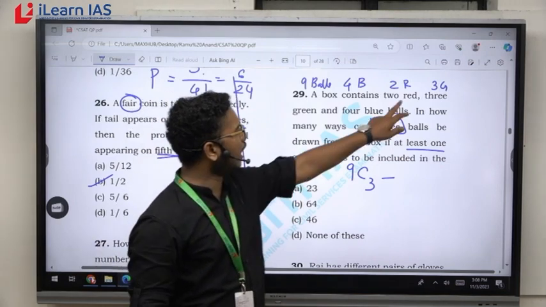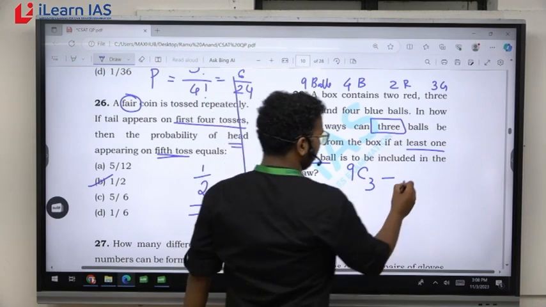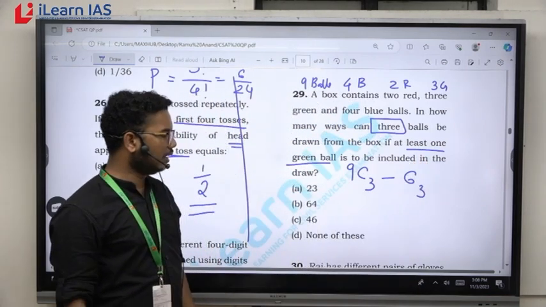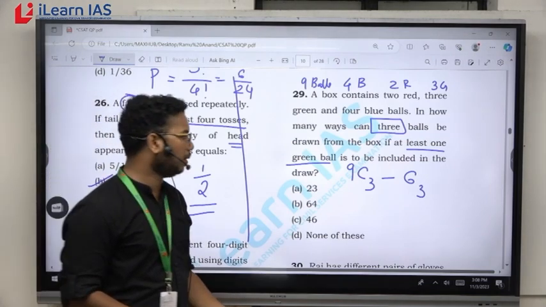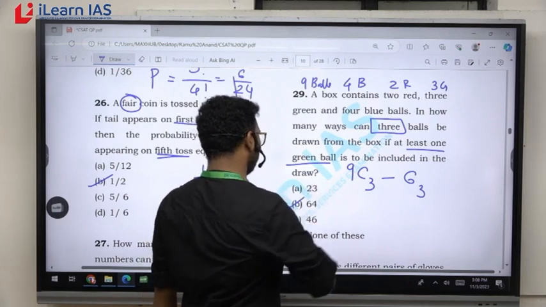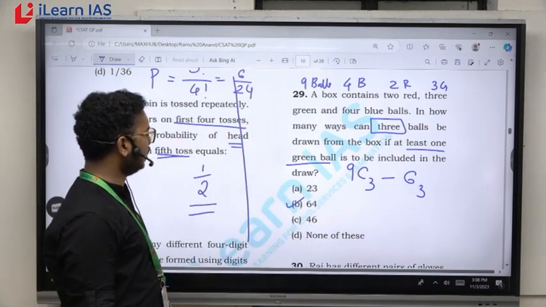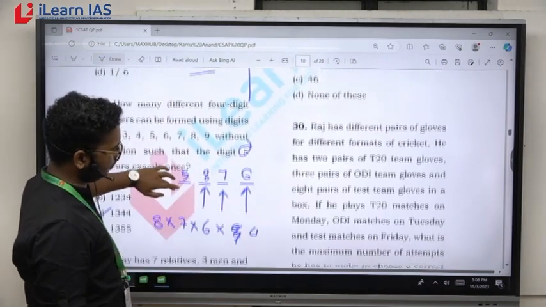Now, green നെ select ചെയ്യാത്ത ways എന്താണ്? Green കളഞ്ഞു കഴിഞ്ഞാൽ we get blue and red. That is 6. 6 എണ്ണത്തിൽ നിന്ന് 3 എണ്ണം സെലക്ട് ചെയ്താൽ മതി. 9C3 minus 6C3, that is 64. Next question.